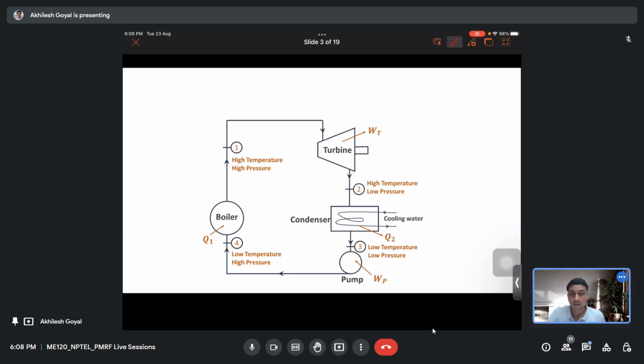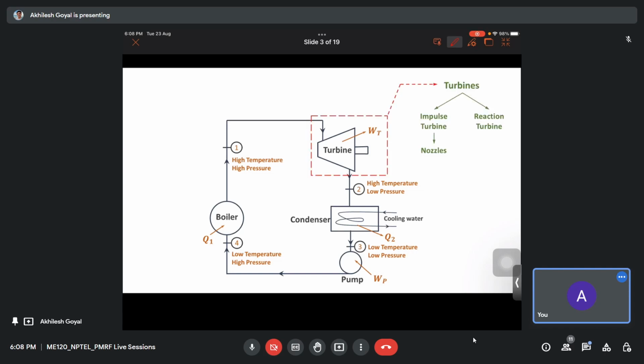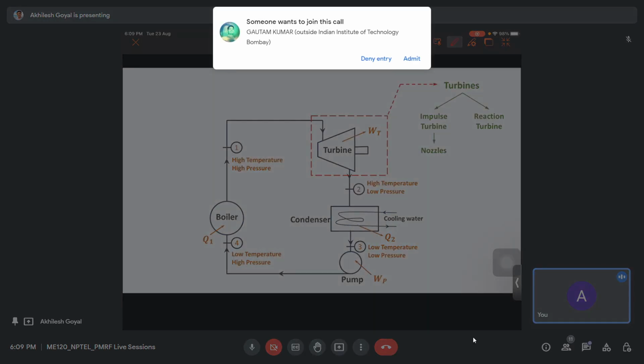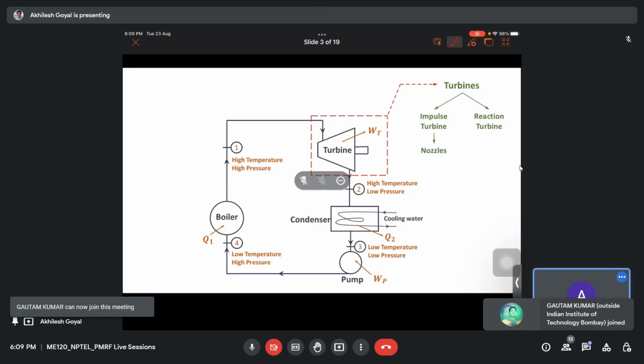Okay. Now, the components we are talking about here are mainly the turbine, condenser, boiler, and pump. Today we will talk about the turbine, boiler, and condenser: what are the types of these, how they work, what is the working principle, and what are the main components.